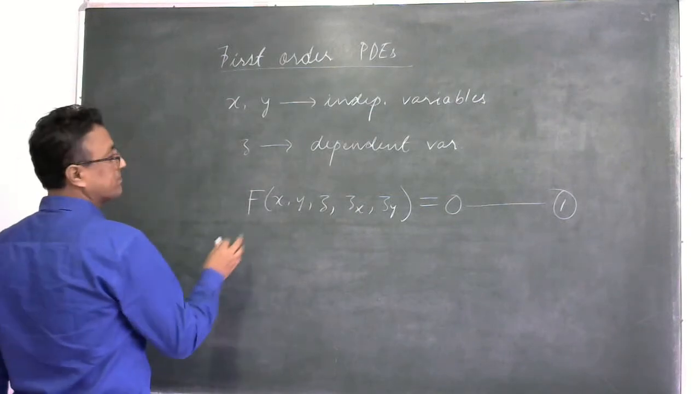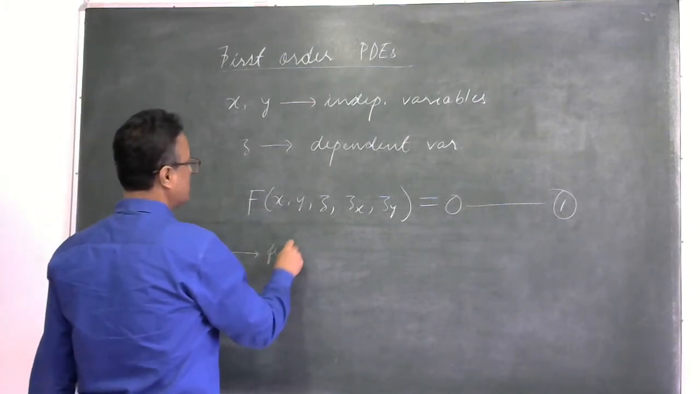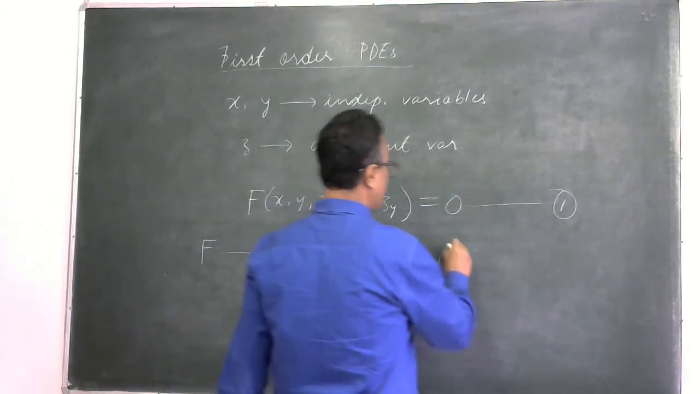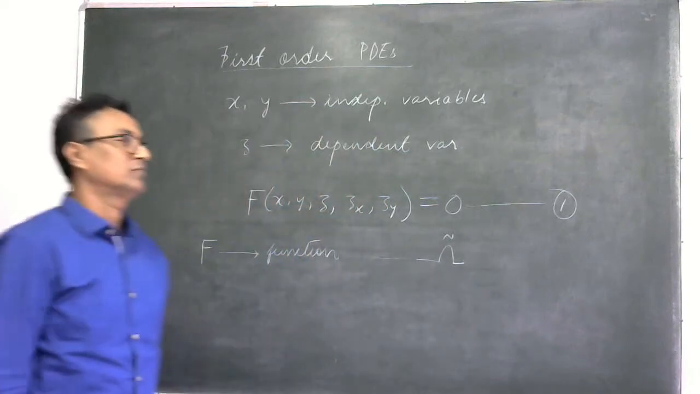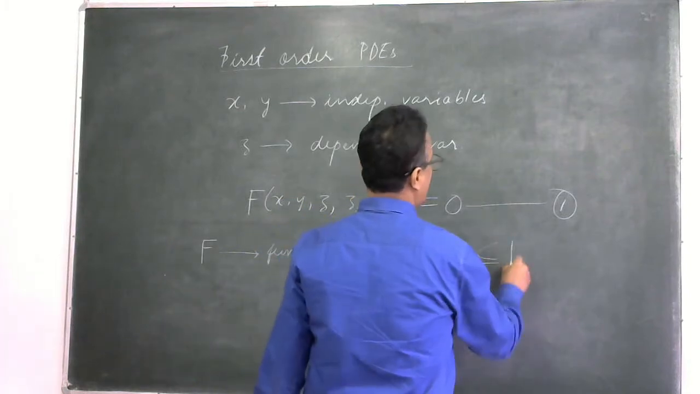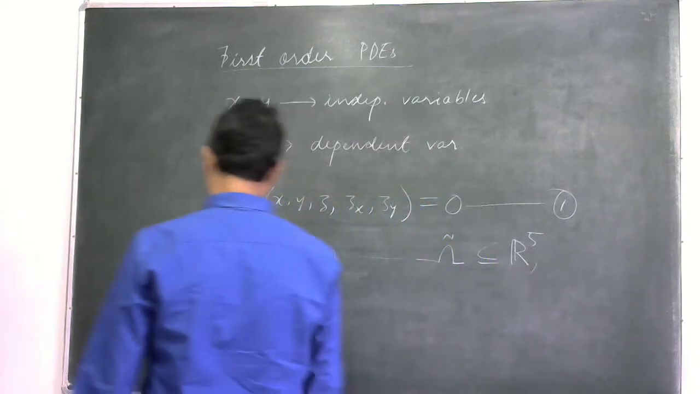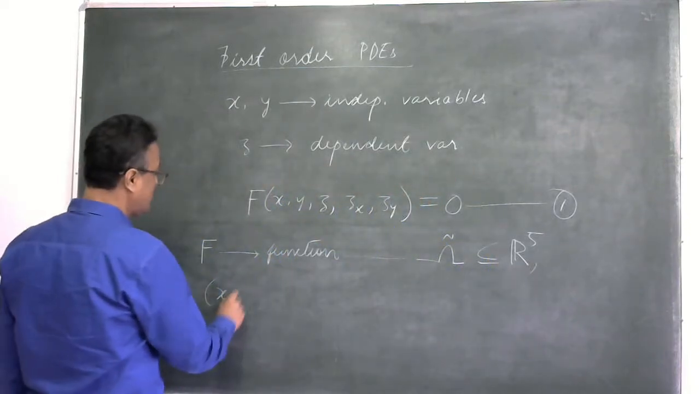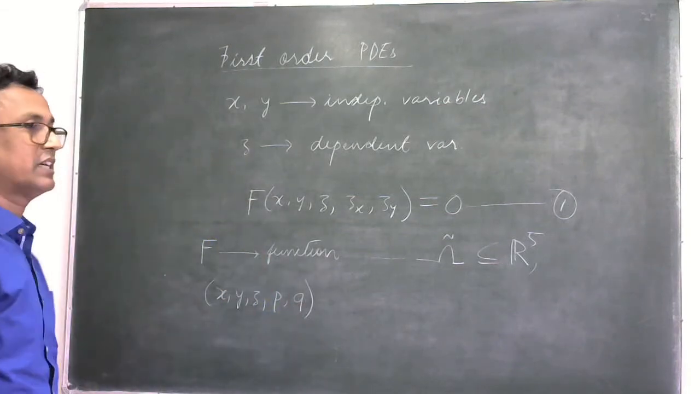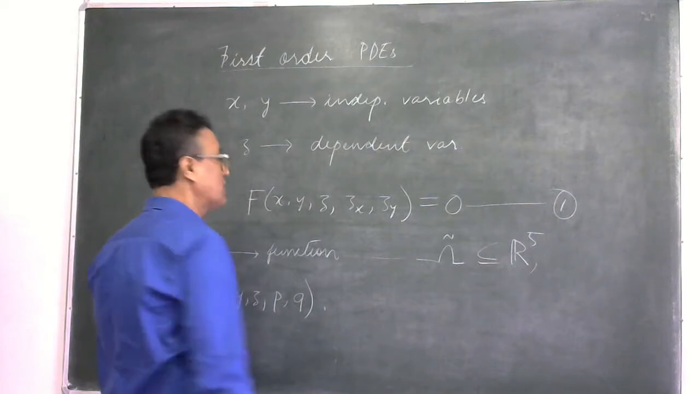Where your F is a function defined in some region, omega tilde in R^5. And in R^5, we are going to designate a point in this form. A point will be something like that. Is it okay? Fine?